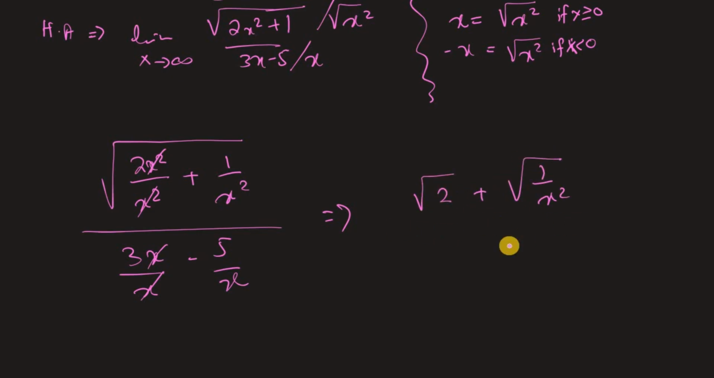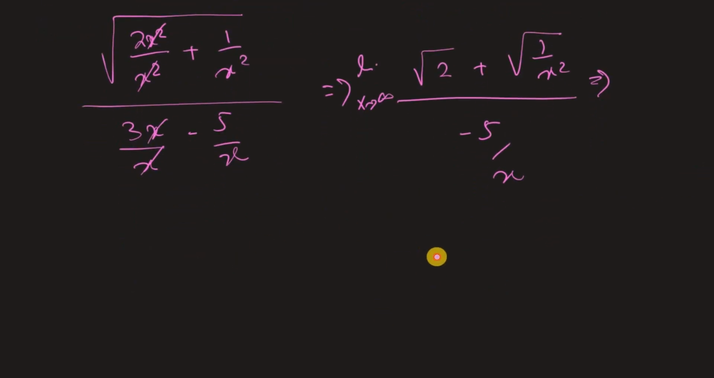So what are we left with? We're left with the square root of 2 plus 1 over x squared over 3 minus 5 over x, and that is as x approaches infinity. Okay, so now what do we have? We can replace 1 over infinity. If you want, I can go ahead and write another step if that's easier for you guys.